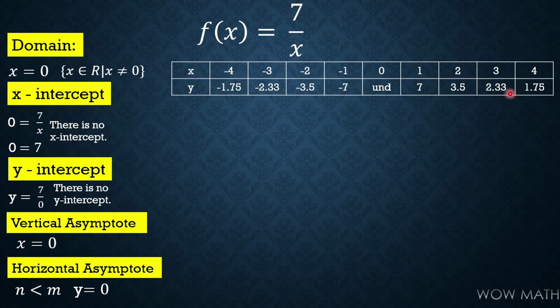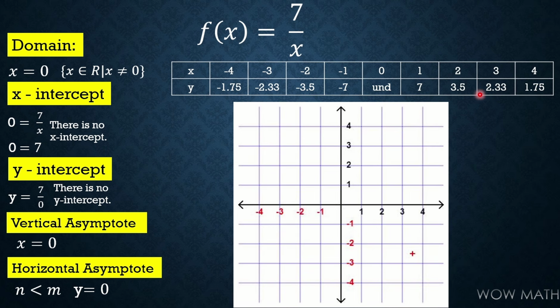I-practice nyo 'to. So, test natin using the Cartesian plane. Plot lang natin yung nakuha nating coordinates. So, yung 1 and 7, di ko na nilagay. So, start ako sa 2 and 3.5. So, ito yon. Then, 3 and 2.33 and 4 and 1.75. So, kayo pwede nyo yan extend para mas makita nyo talaga yung itsura ng graph.